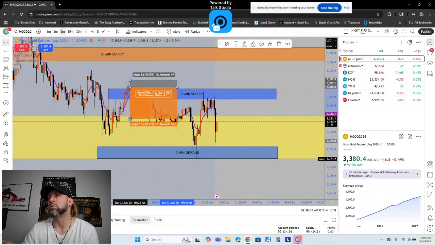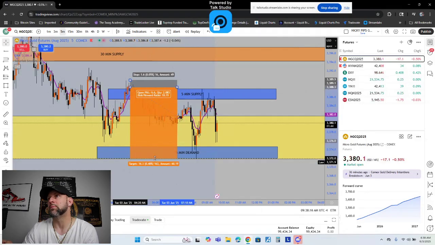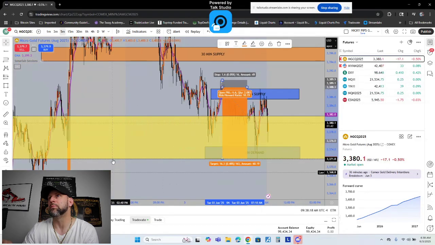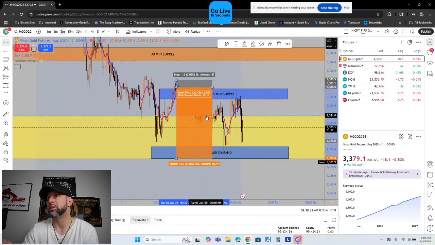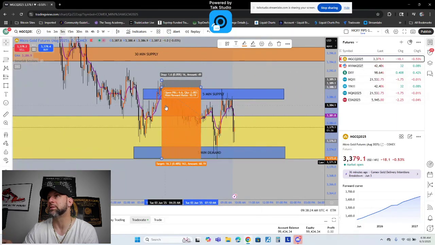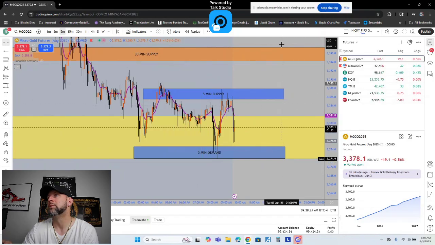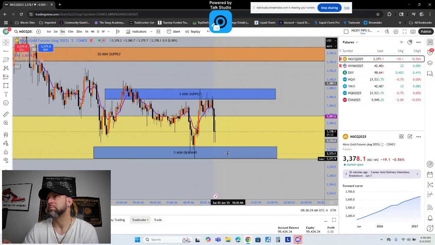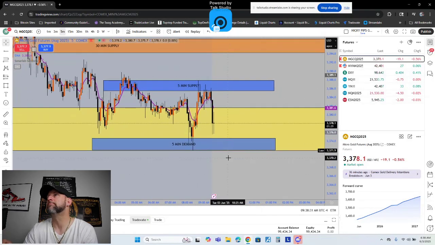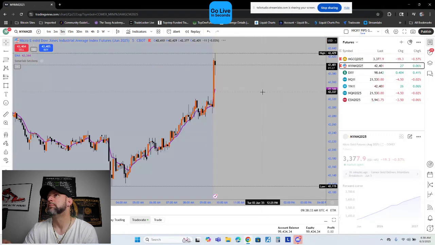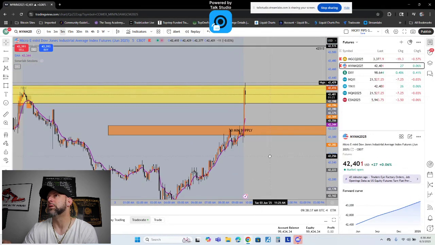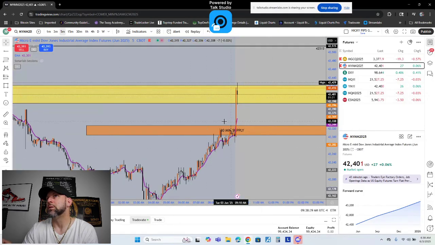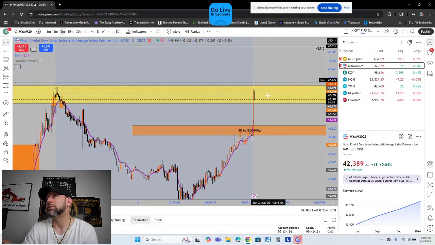Or you could have just waited for it to tap into this support area right here. That would have been a 1 to 10. That would have been kind of crazy, actually. But we're just waiting. There we go. So here on the US 30, we got a rejection at a previous day high.